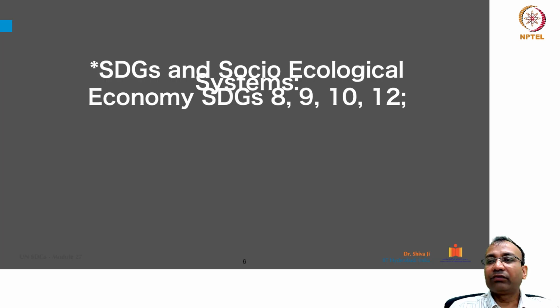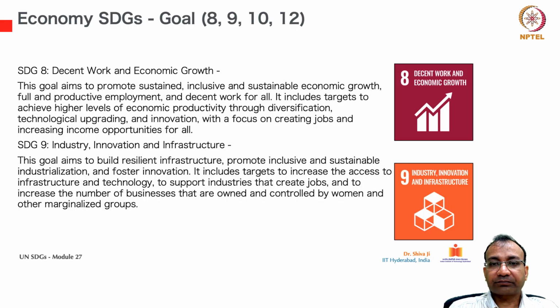Now we will move to the first set, SDGs and socio-ecological systems, economy SDGs 8, 9 and 12. First we will discuss SDG 8, decent work and economic growth. This goal aims to promote sustained, inclusive and sustainable economic growth, full and productive employment and decent work for all. It includes targets to achieve higher levels of economic productivity through diversification, technological upgrading and innovation, with a focus on creating jobs and increasing income opportunities for all.